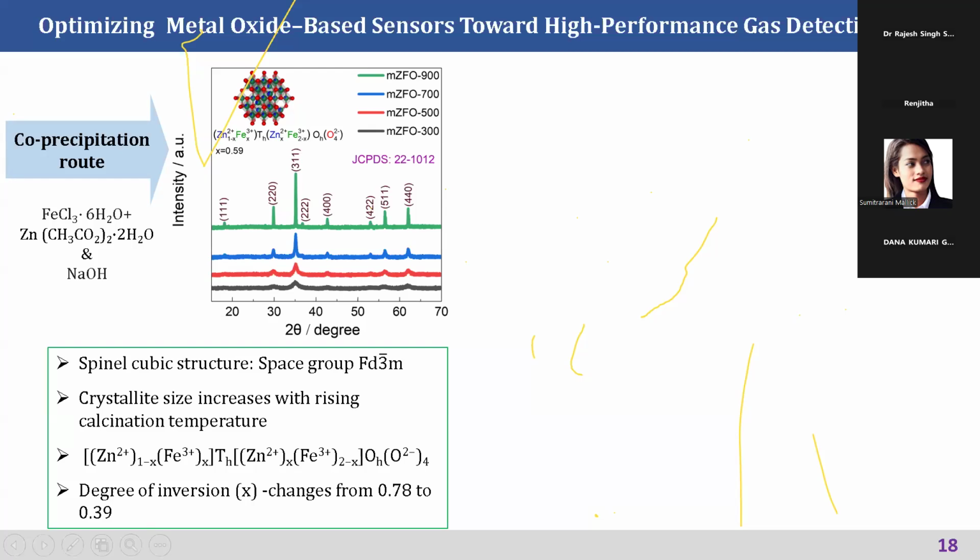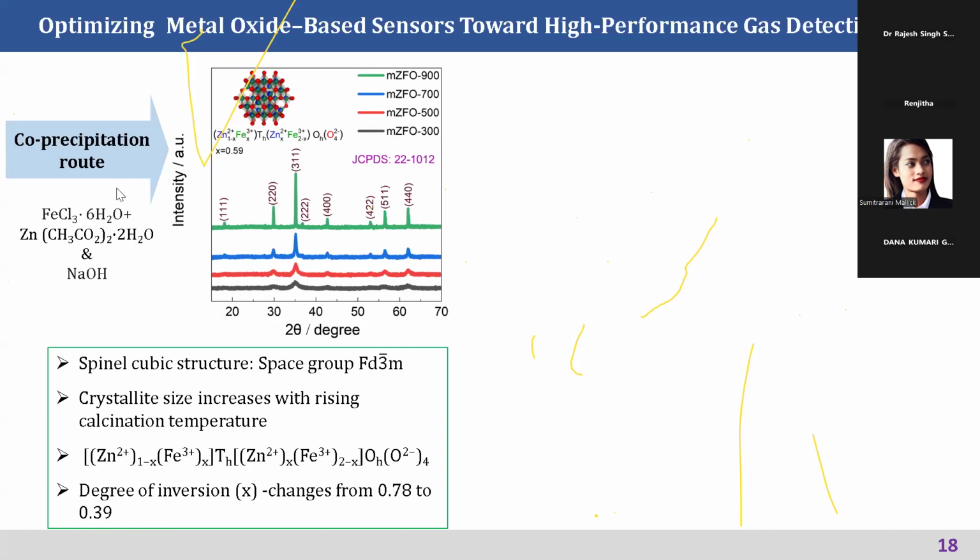If you see that, this crystal has a spinel cubic structure with space group Fd3m. The crystallite size increases with the calcination temperature, and what we found is that we are varying the degree of inversion from 0.78 to 0.39 by varying the calcination temperature.